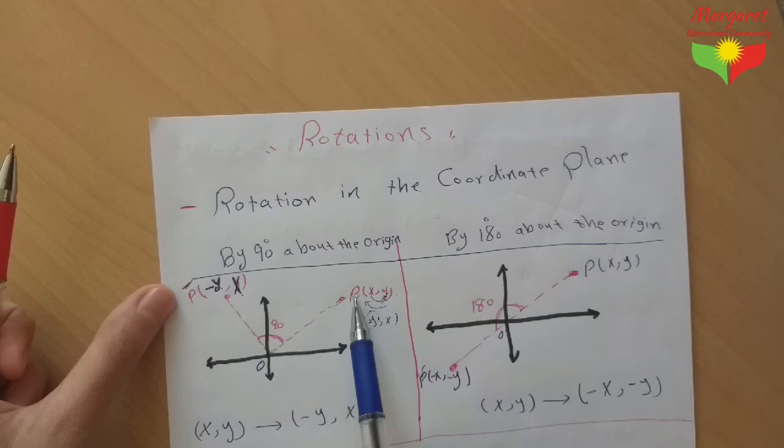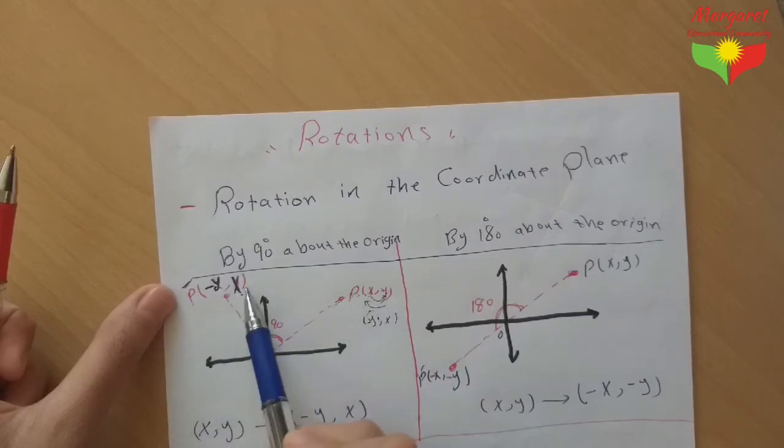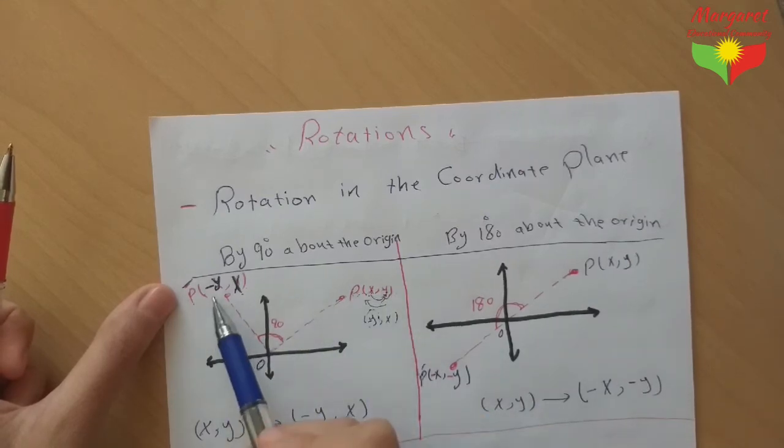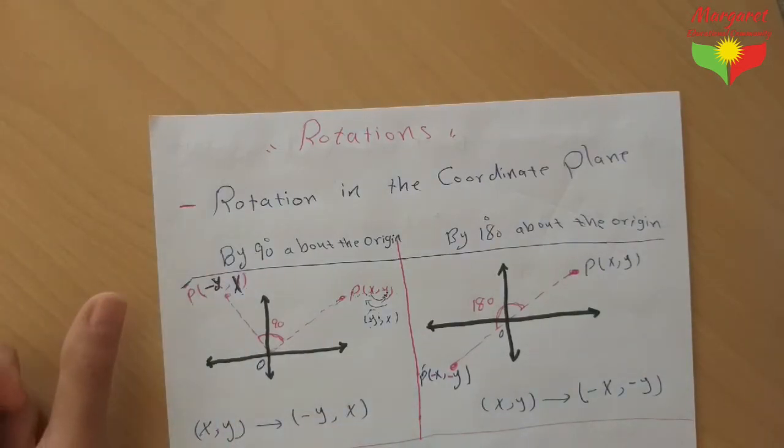P changed to P prime and change the replacement of the values x and y, and also change the sign of the y. From here we have positive y, change the sign to negative y.